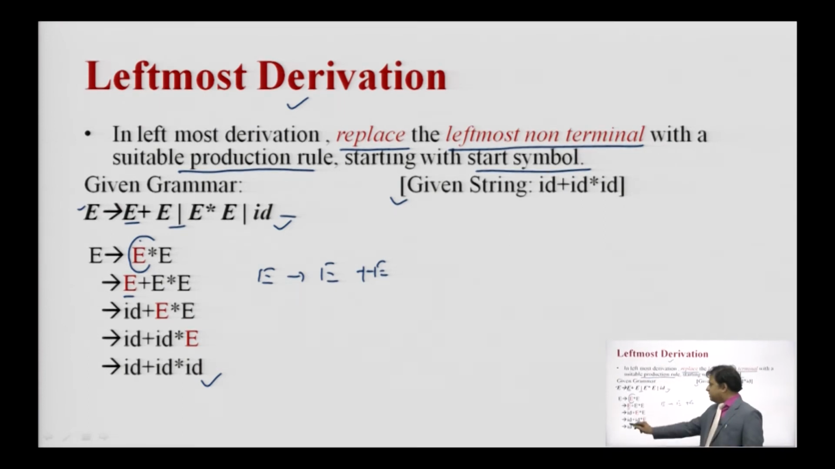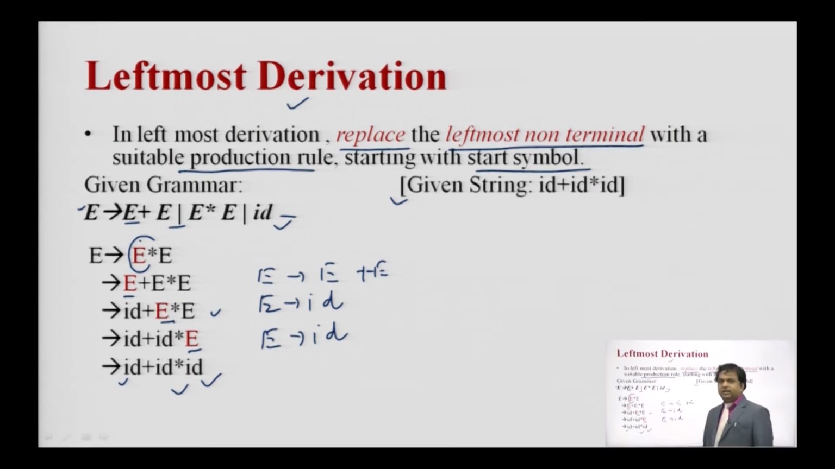But my objective is that I have to reach this sentence. So I replace this E with the E derives ID production. I replace this E with ID plus E multiplied by E. Now in this derivation step, which is the leftmost? Now this is the leftmost. Again I can replace this E with either of these. Again I repeat that my objective is to reach this sentence. So I replace this E with ID. So ID plus ID into E.